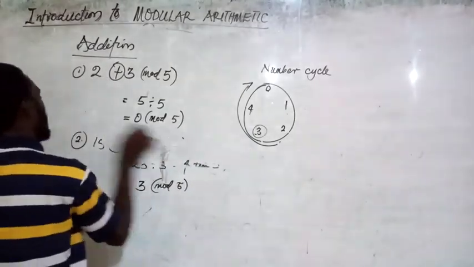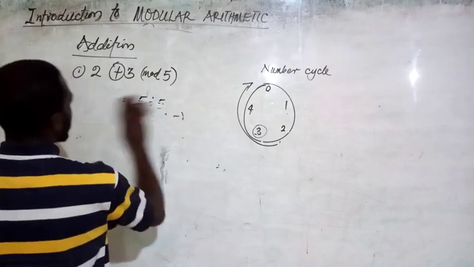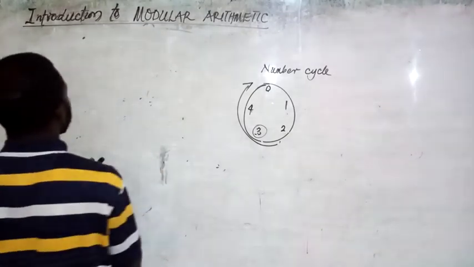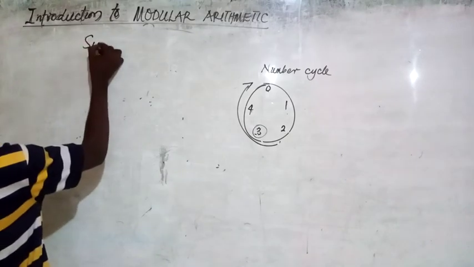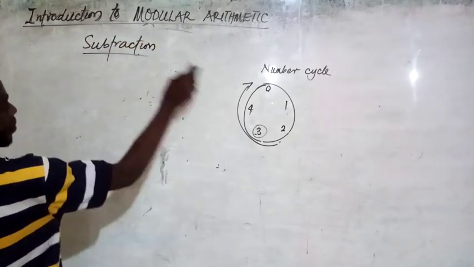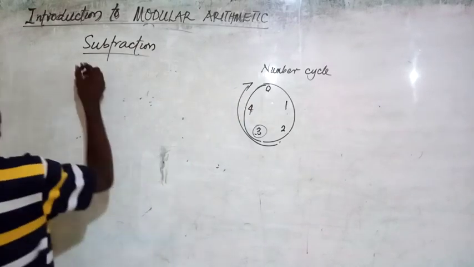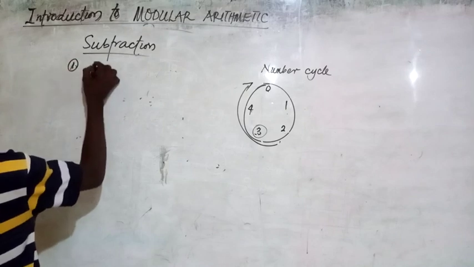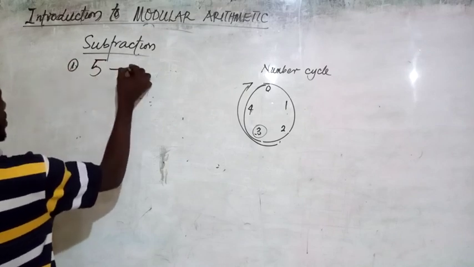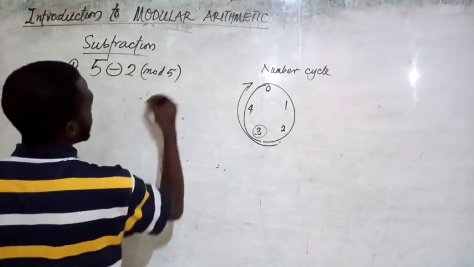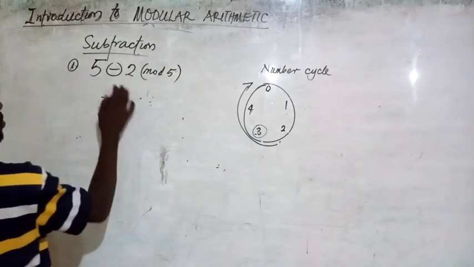Alright. The next is the subtraction operation. I'm going to basically be using this modulo 5 in my example because I have drawn the number cycle here. So if I ask you to do the following, one example, I say find 5 minus 2 in mod 5 still. So 5 minus 2 is what?